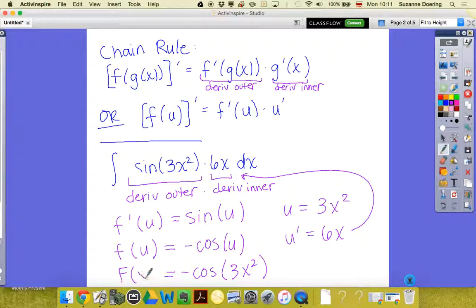And we can call that guy our big F of x. That's our antiderivative, plus a C. And notice if we differentiate our big F of x, we're going to get back through the chain rule to exactly what we had in our integrand.